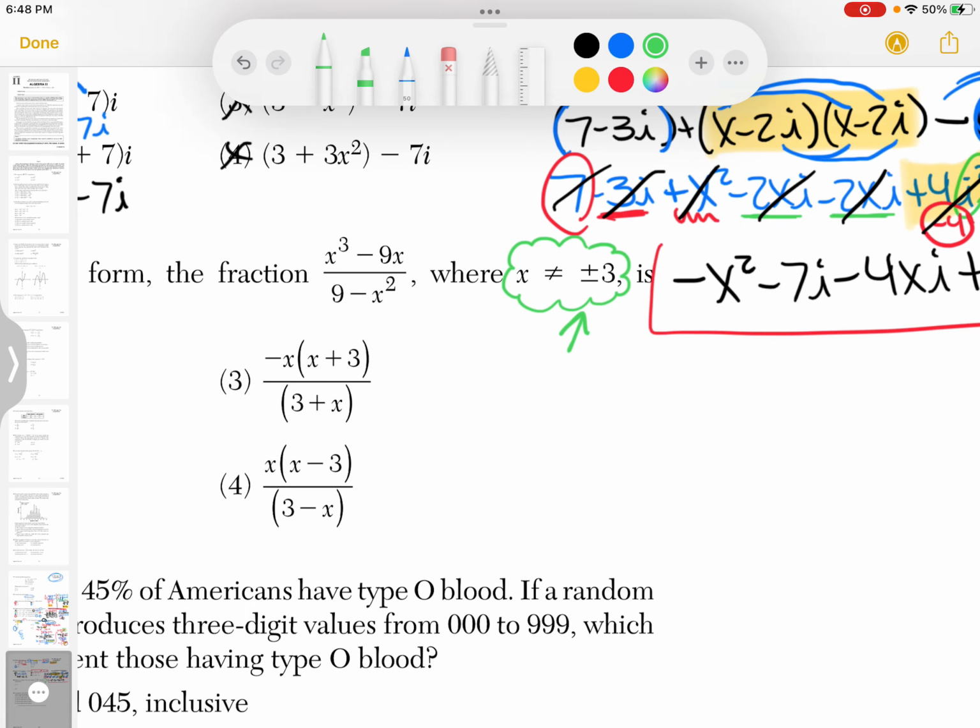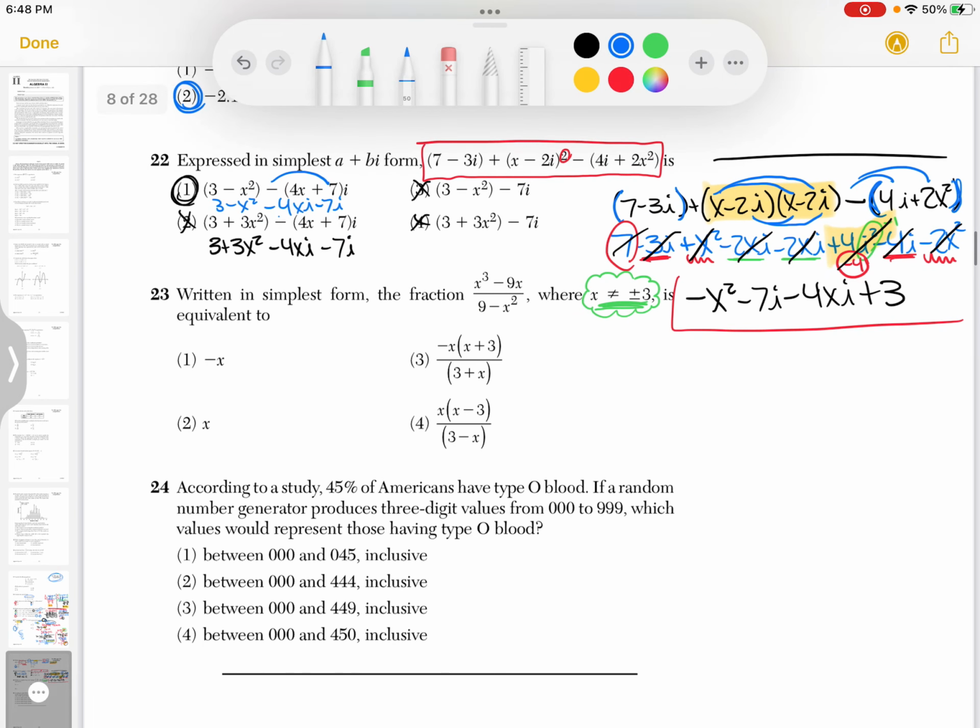All that part of the question is telling you is that if x was positive or negative 3, this fraction would be undefined, so it can't happen. That's just extra info for you. They're the excluded values we did from that chapter. Okay, so when I'm simplifying, thinking back to that chapter, I have an expression over an expression. I have to factor and cancel.